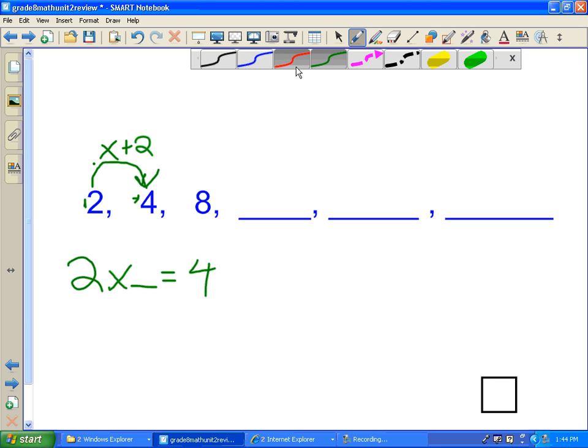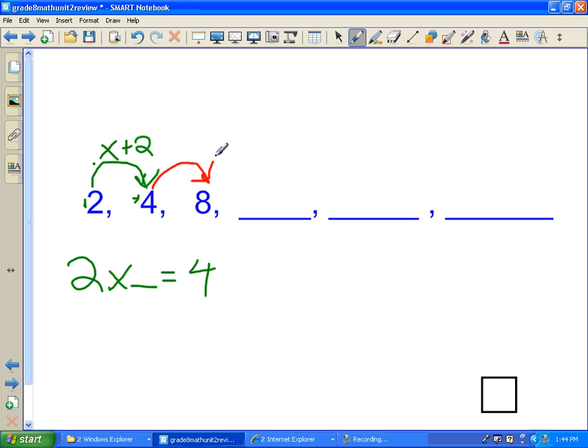Let's draw our arrows now, going from 4 to 8. Now, let's do our rule that we figured out. We're going to times it by positive 2. Well, what's 4 times 2? It will give you 8. So that pattern is working.